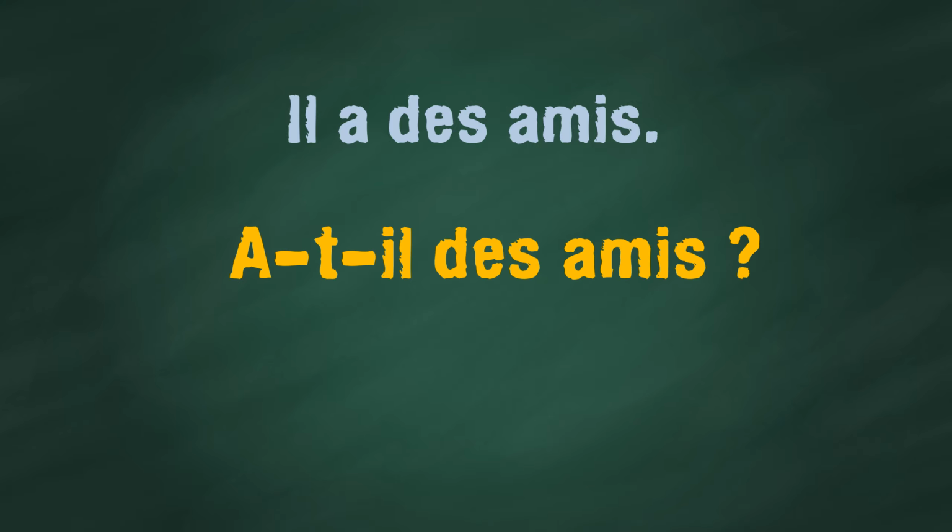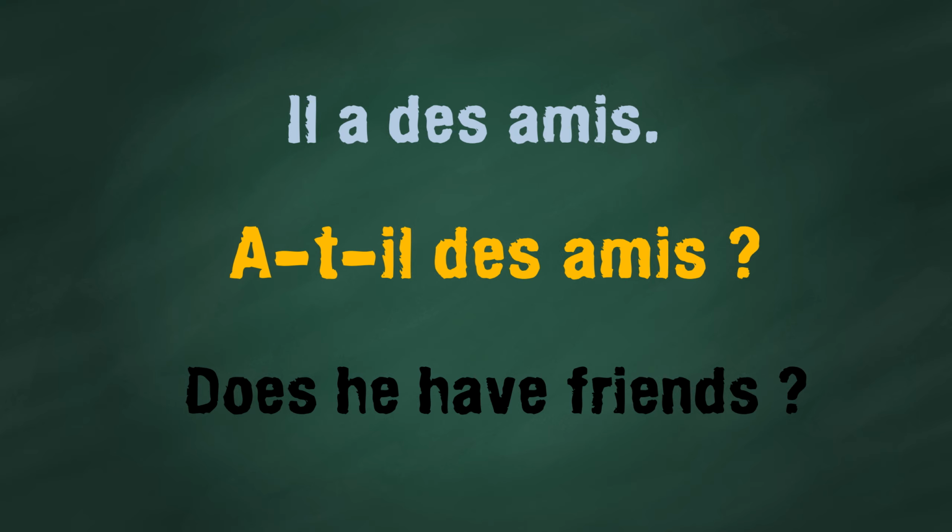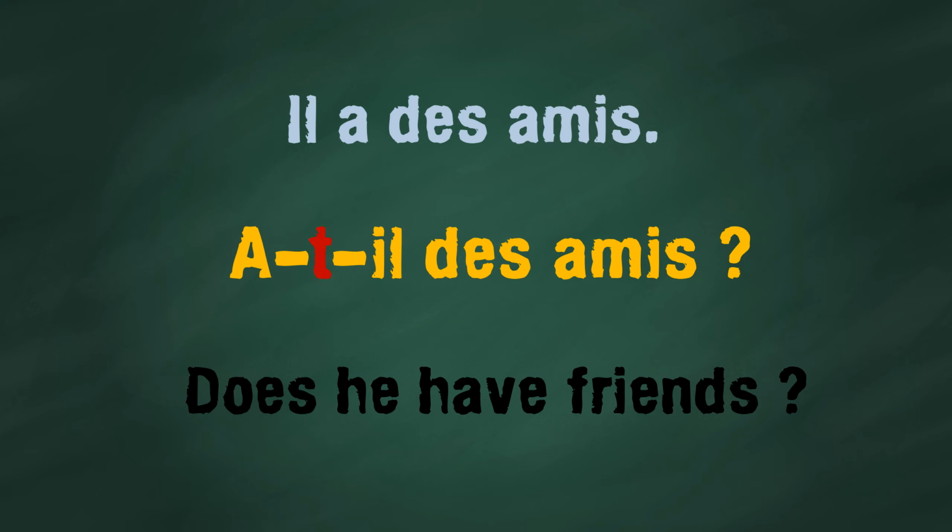Then we have il a des amis, which becomes a-t-il des amis? So again, we're swapping the verb and the subject, but because of the two vowels, we have to add a t in between to facilitate the pronunciation. For some reason, we also have to add two dashes before and after the t.